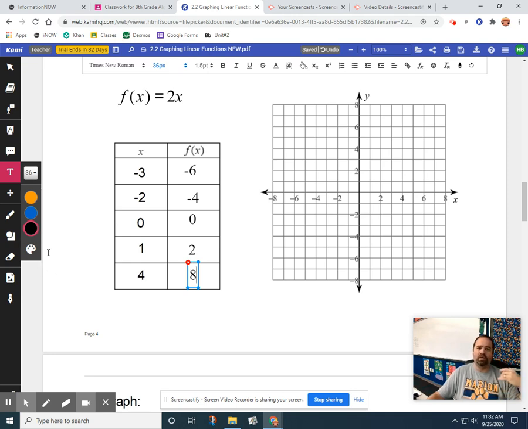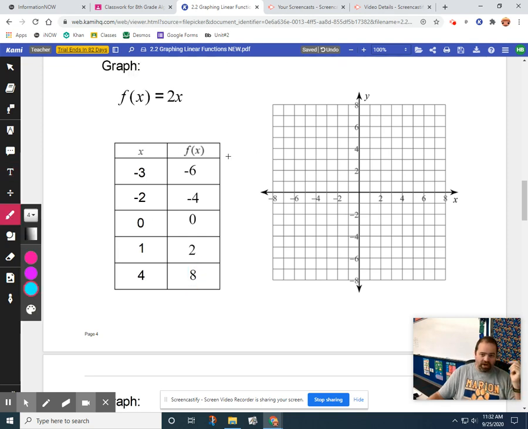Just make it easy to read. Don't pick like the bright lime green or something. So I'm going to go back and graph these points again. This is my x. This is my y. So these are my ordered pairs, the numbers that would be in the parentheses. So (-3, -6) here, (-2, -4) there, (0, 0), (1, 2), and (4, 8).